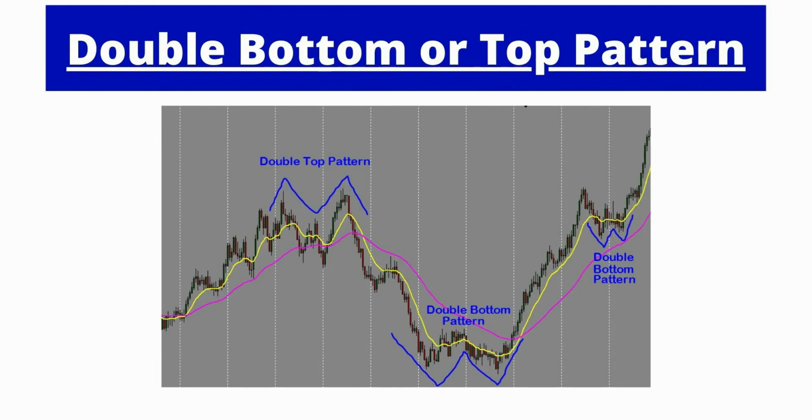A double bottom pattern or a double top pattern will look like this as it is illustrated on this picture. In other words, we can all agree that the double pattern looks like an M or W, an M for a double top and a W for a double bottom.